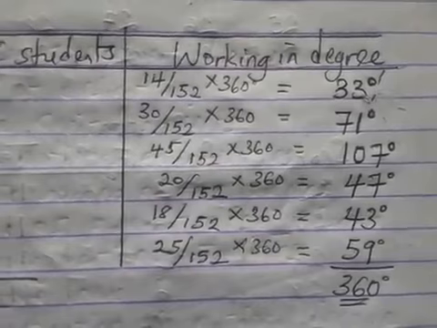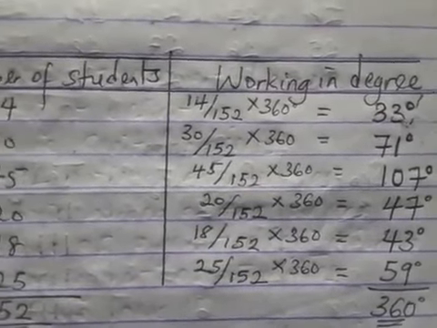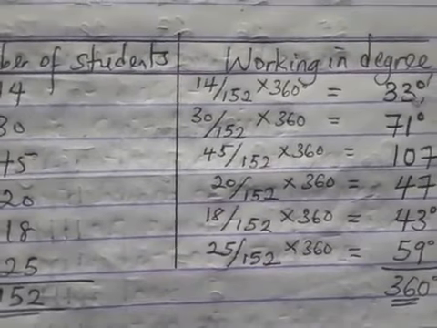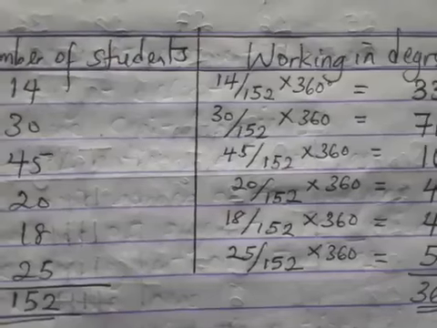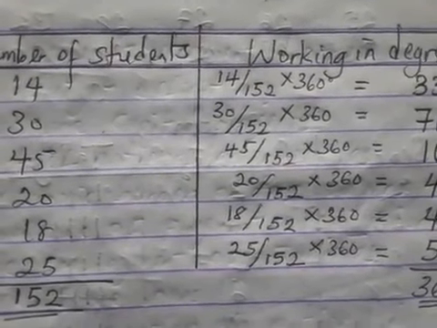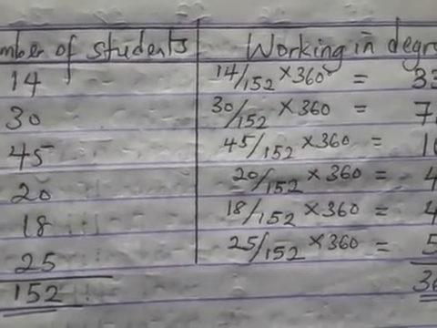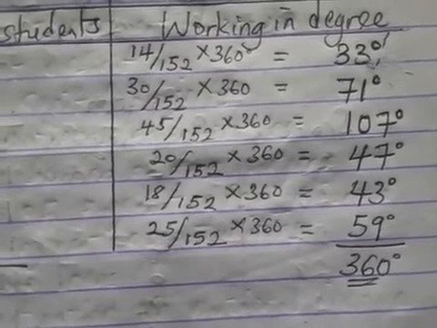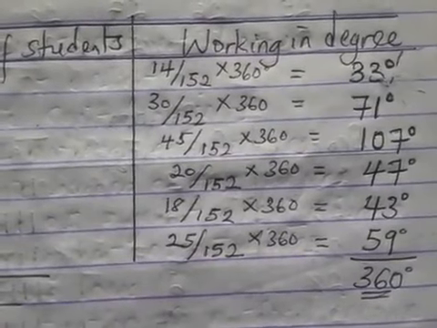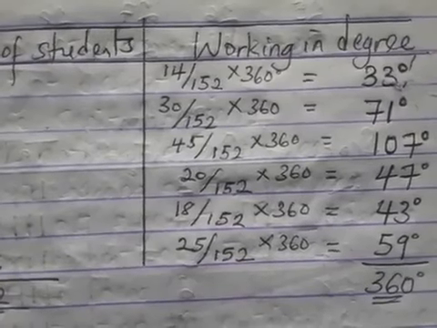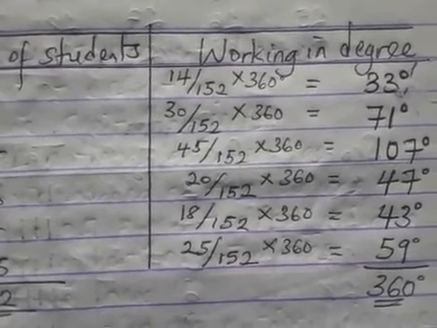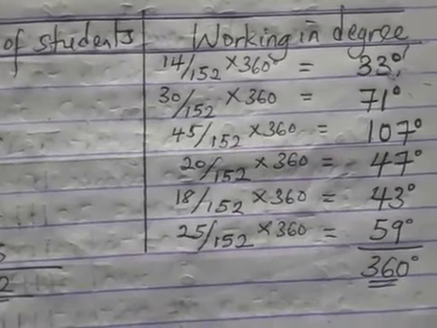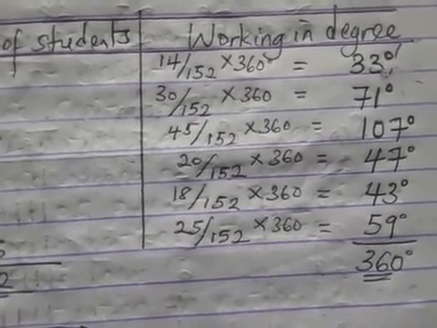You work in degrees, picking the first item. The first item in the question is JSS1. JSS1 is 14 students over the total number of students in the whole school, 152, times 360 degrees, because we are working in degrees, which will be 33 degrees. Go to the second one. What is the number of students in JSS2? 30, all over the total number of students in all the classes, 152. Multiply by 360 degrees, 71 degrees.